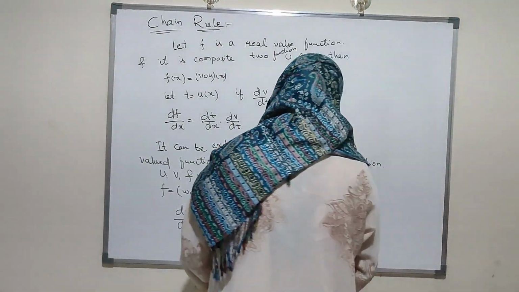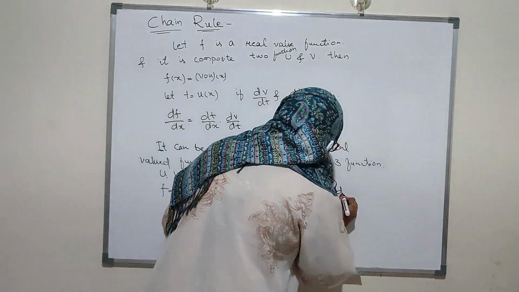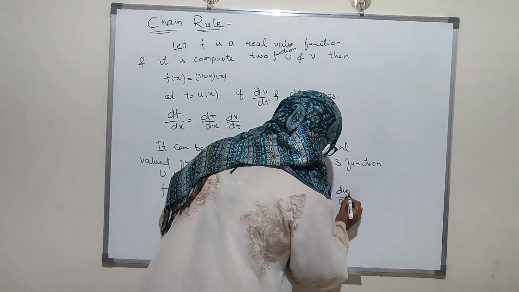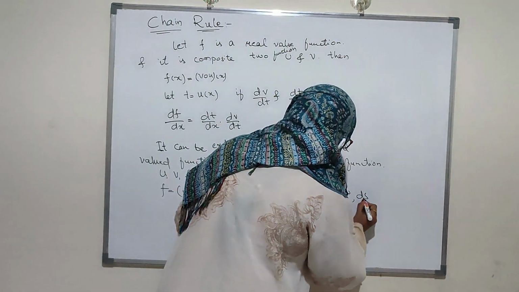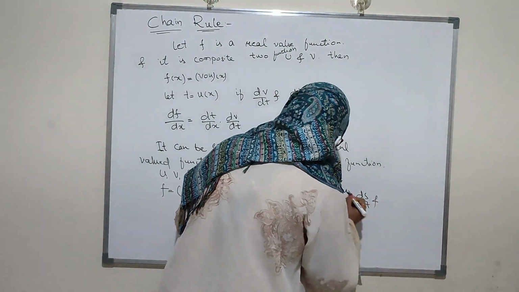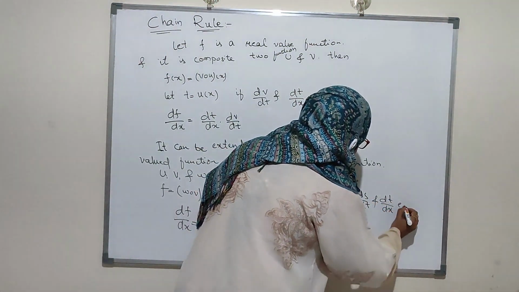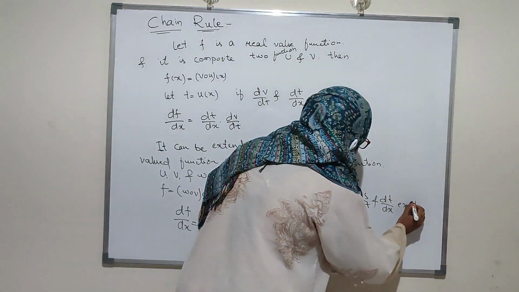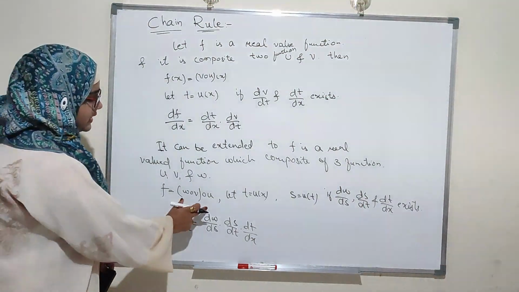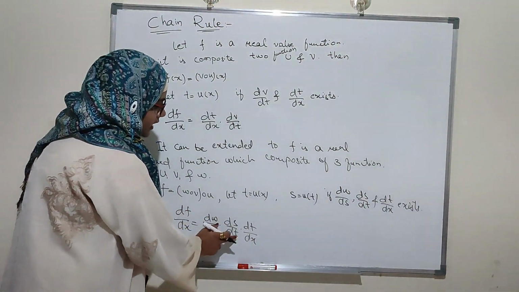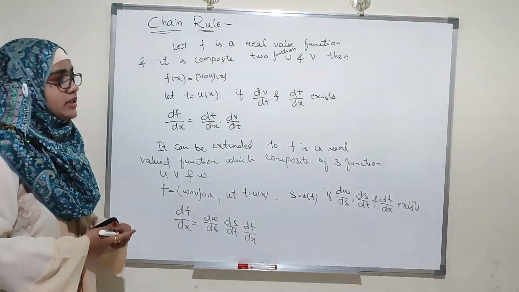Here write one sentence: if dw by ds, ds by dt and dt by dx exist, if the values of these exist, then we can take the differentiation of the given function as dw by ds, ds by dt dot dt by dx. Then we will get the final answer.